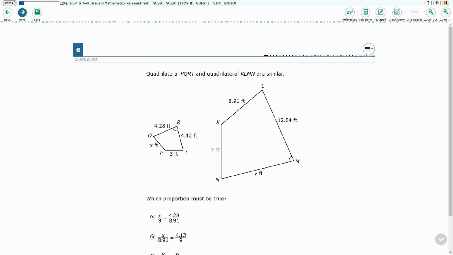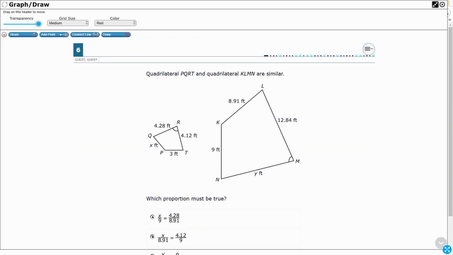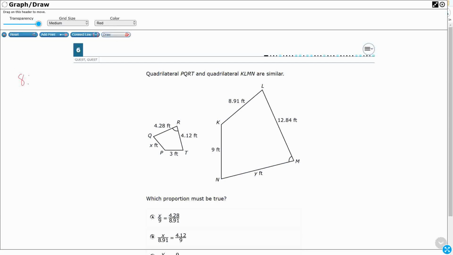For number 6, this is 8.3a, similar proportionality, and this is a challenge because take a look at what we have here. We've got two different items. They are similar and they are not oriented the same. You can tell two different ways. First, okay, you've got that little symbol right there and this little symbol right there. They're not oriented the same way. And then you can also look at the letters, right?